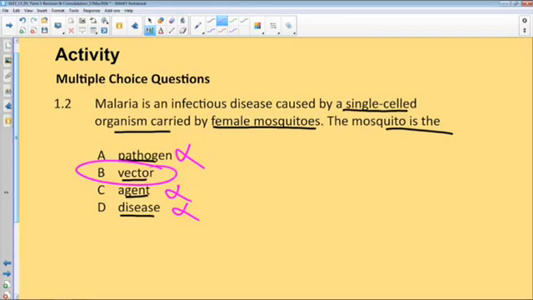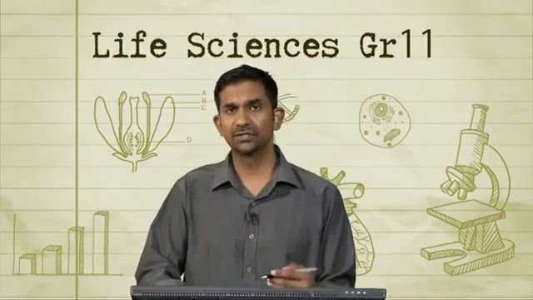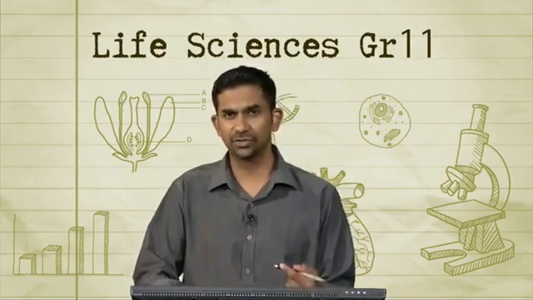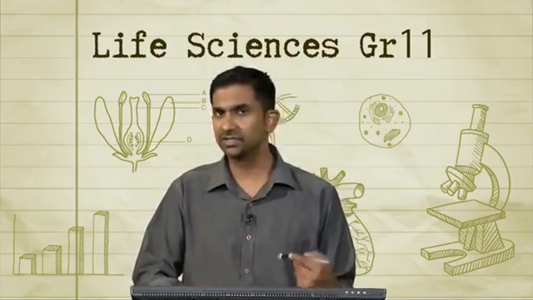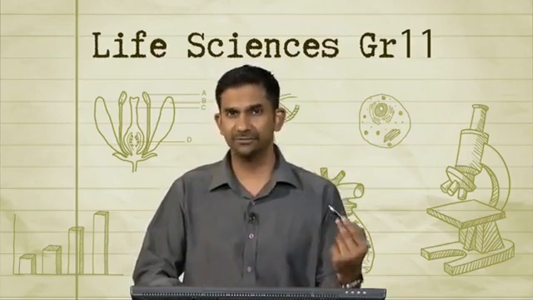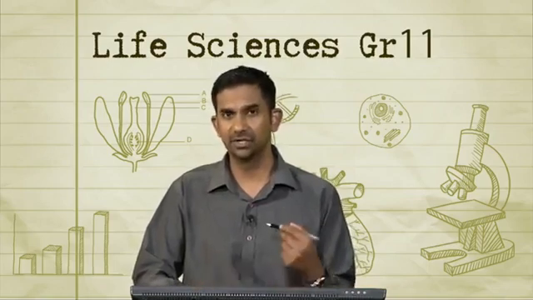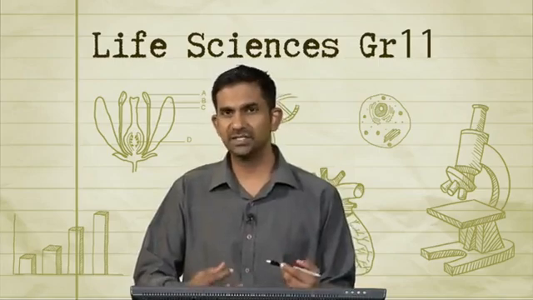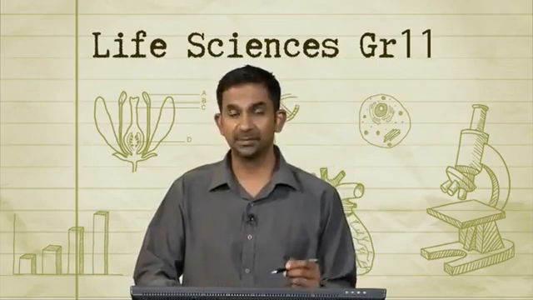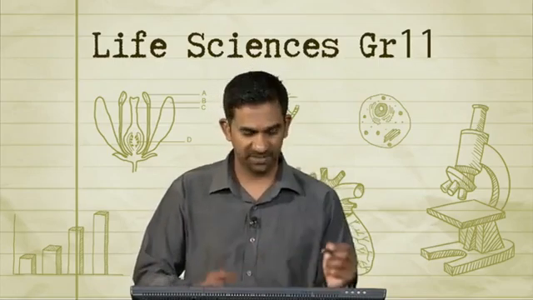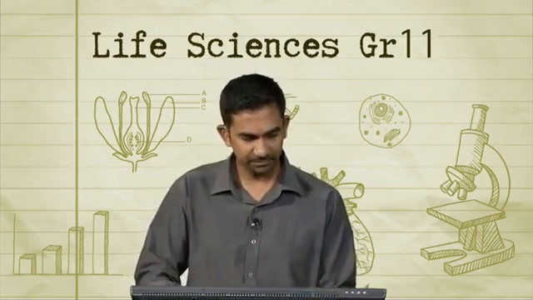So it's not the pathogen, it is not the disease, it's not the agent, but it is the vector that actually transmits the disease from the host, which is a human, to an uninfected mosquito, and then that life cycle continues when we look at how the disease is transmitted from an infected mosquito to an uninfected individual. So we call the mosquito the vector, but the Plasmodium species of the protist is actually the pathogen that causes the disease. Let's move on to the next question.